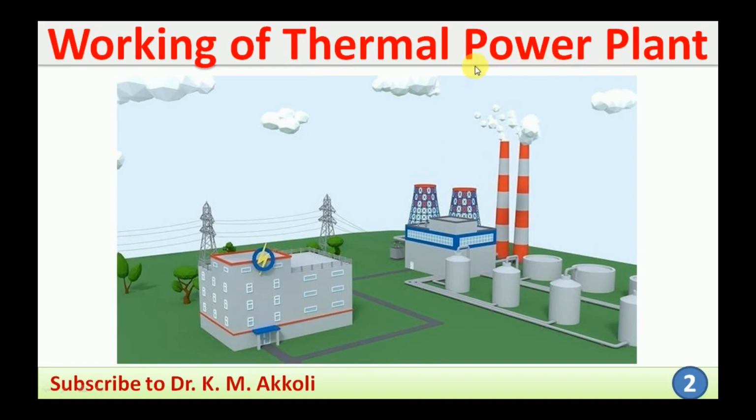In this session I am going to discuss the working of a thermal power plant. Thermal means heat, and if you generate electricity from heat, that is thermal power. Whatever plant we use for the generation of electricity by using the heat generated by the combustion of fossil fuels is called a thermal power plant.